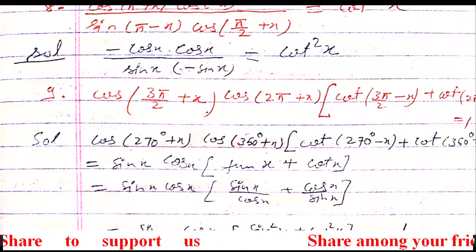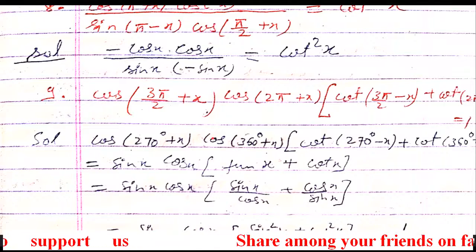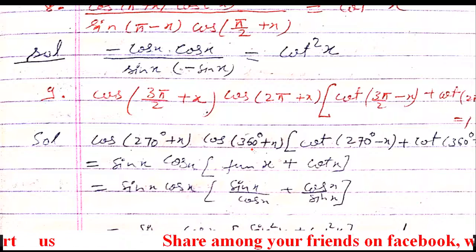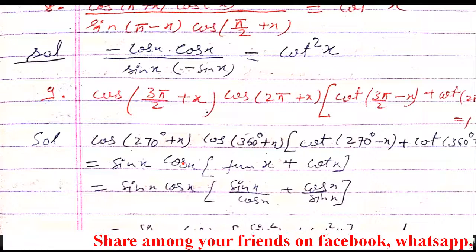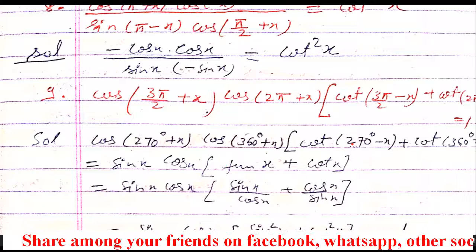2π means 360. That's why I wrote it here. So cos(2π + x) means cos(360 + x), which will not change. That is going to be cos x only.